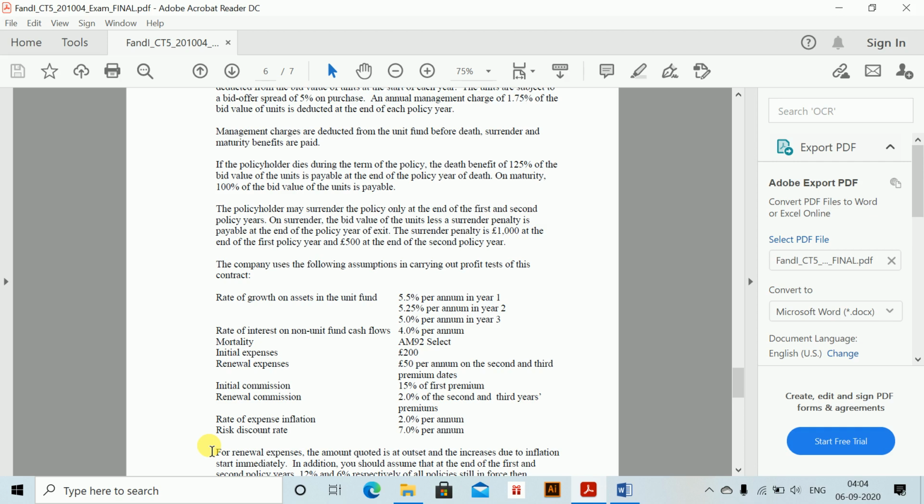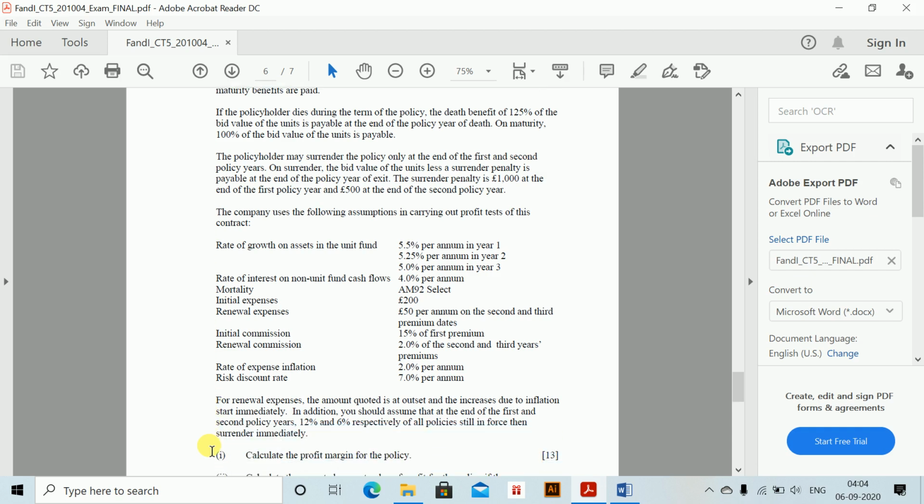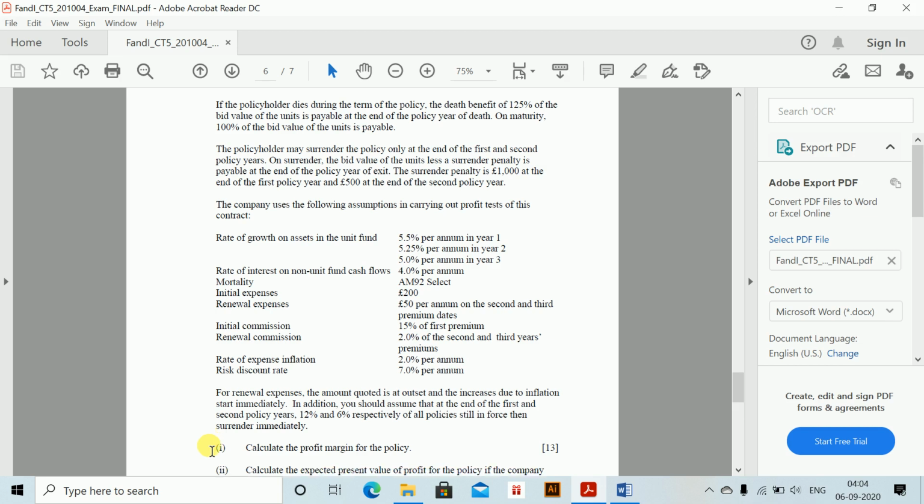Rate of interest on unit fund cash flows 4%, mortality AM92, initial expenses 200, renewal 50, initial commission 15%, renewal commission 2.5% and so on. For renewal expenses, the amount quoted is at the outset and the increases due to inflation start immediately. In addition, you should assume that at the end of the first and second policy years, 12% and 6% respectively of all policies still in force then surrender immediately. Calculate the profit margin for the policy.